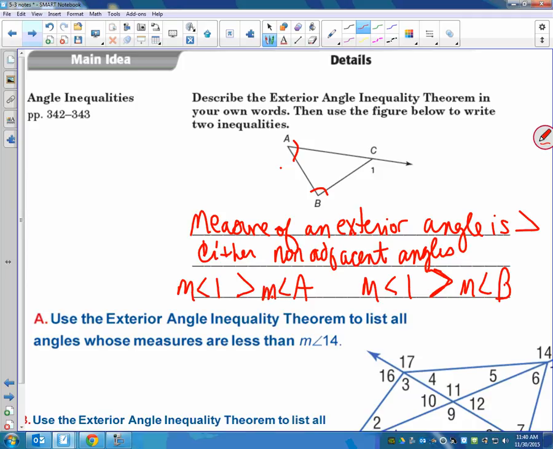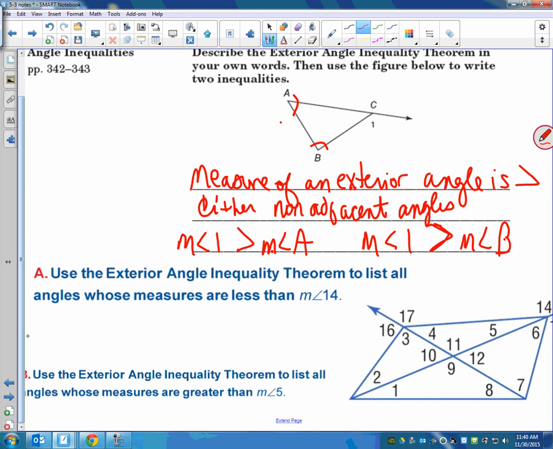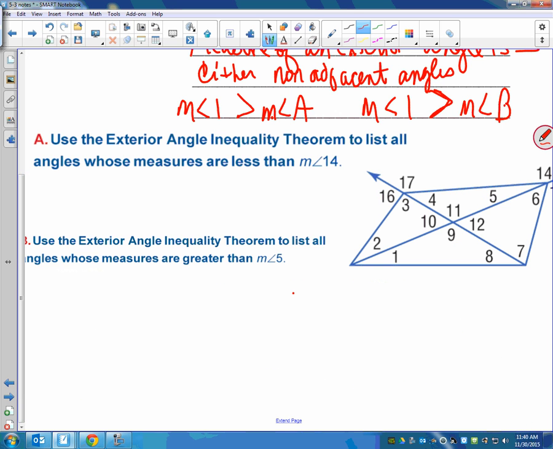What kind of problems are they going to give you? They look a little confusing, I think, because there's a whole lot of stuff going on. So look at this picture. They give you this picture with all these numbered angles, and I have two parts here, so let's look at part A first. It says, use that theorem to list all angles that are less than angle 14. So here's angle 14, that's my exterior angle.